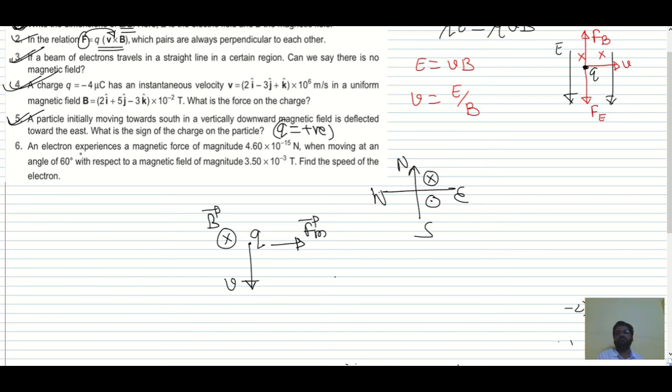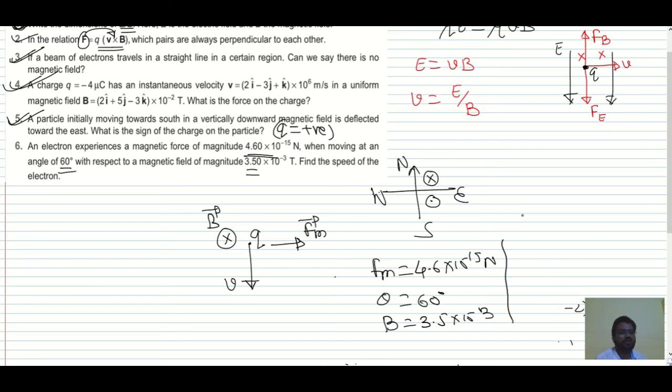Now sixth one, an electron experiences a magnetic force of given magnitude when moving at an angle 60 degree with respect to the magnetic field given. Find the speed of electron. Okay, electron experiences magnetic force is given. Magnetic force is 4.6 into 10 to the power minus 15 Newton. Then when moving at an angle theta is given 60 degree. Then magnitude of the magnetic field is given 3.5 into 10 to the power minus 3. Speed we want.